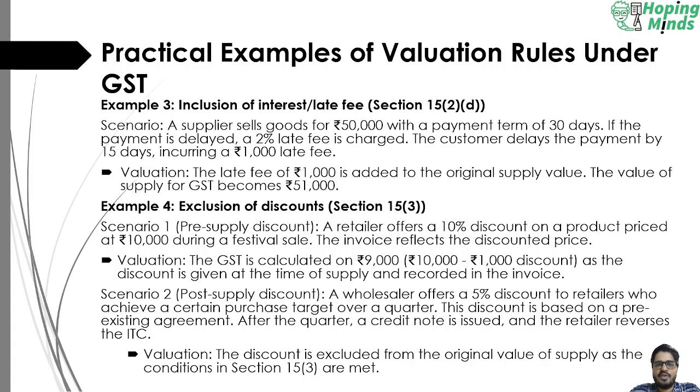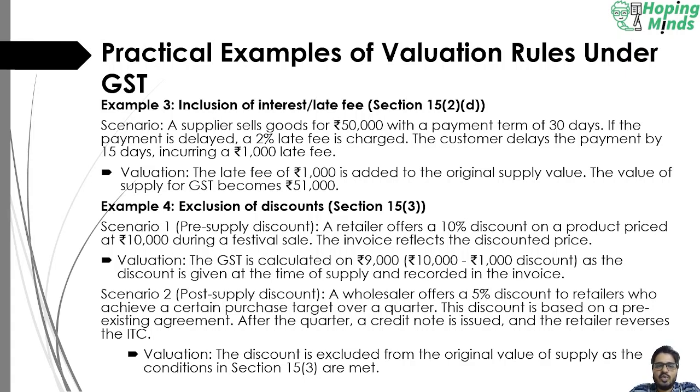Next, exclusion of discounts. First scenario, that is pre-supply discount. That is, before the supply is executed, the discount has already been given to the buyer. So a retailer offers a 10% discount on a product priced at rupees 10,000 during a festival sale. So the invoice reflects the discounted price. Here the valuation is, the GST is calculated on rupees 9,000, that is 10,000 minus 1,000 discount amount, as the discount is given at the time of supply and recorded in the invoice.